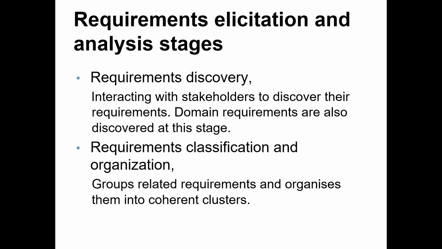Then you have your classification and organization. You group requirements that are related together and organize them into coherent clusters. So you have certain areas of certain requirements that relate to a particular aspect of the software. Another set of requirements relate to another aspect of the software. So when you're writing your requirements document, you don't jumble everything up. You deal with one set of requirements that relate to each other, then you move on to another set that relate to each other. It makes much easier reading.